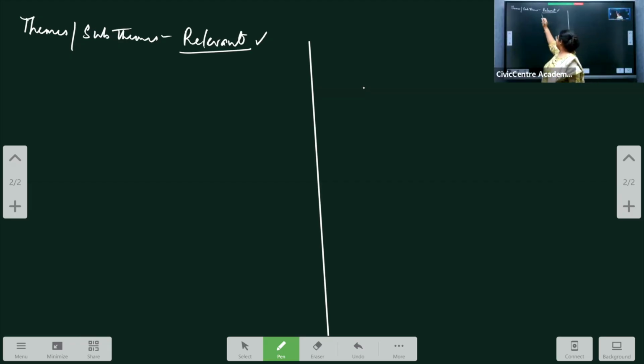So now we know that we need to identify which of the themes are relevant. And how do we do that? We do that by referring to PYQs. So step 2 will be for you to refer PYQs.